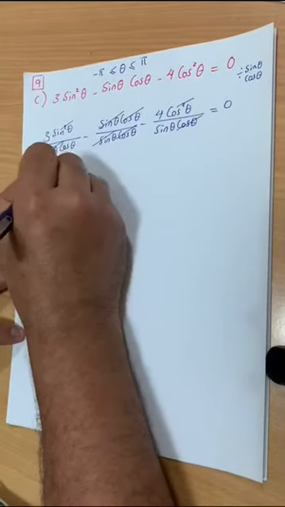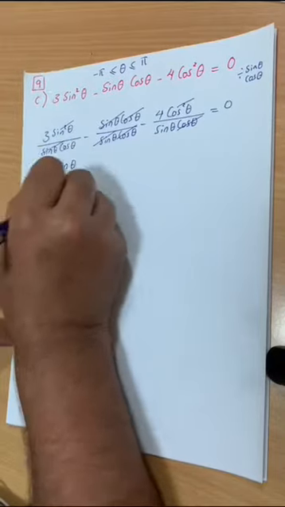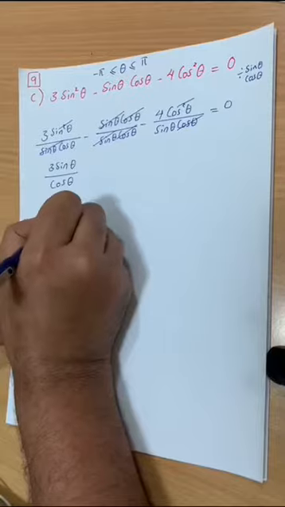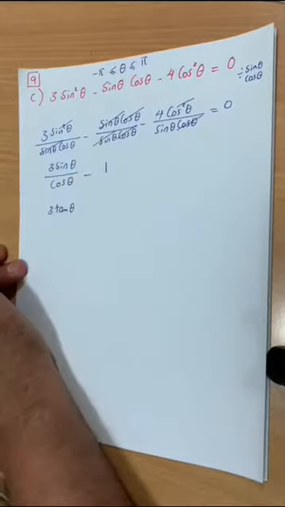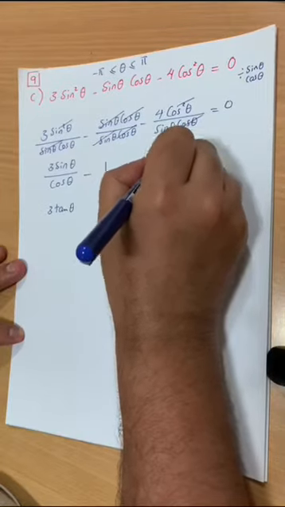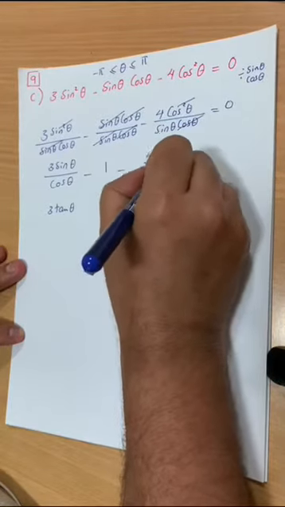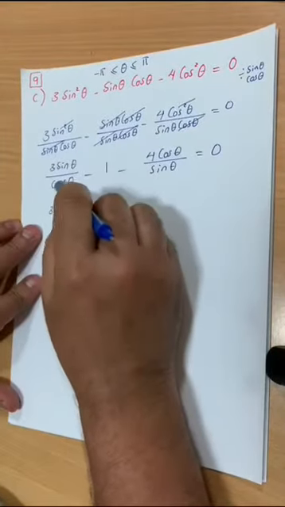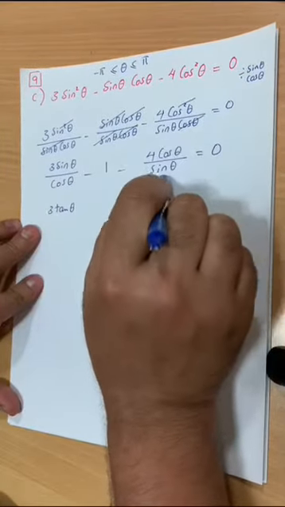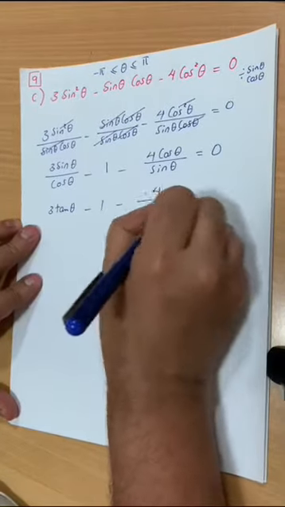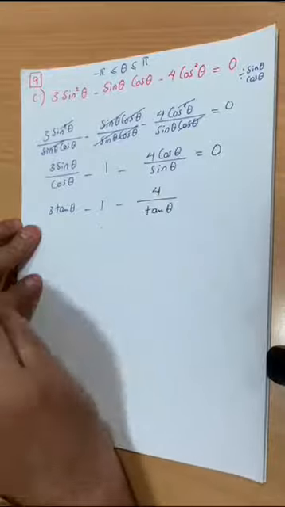3 sine theta over cosine theta, which is equal to 3 tan theta. Minus 1, nothing is left. Then 4 cosine theta over sine theta equals 0. See, sine over cosine is equal to tan. So cosine over sine is the reciprocal of tan, which is 4 over tan theta.